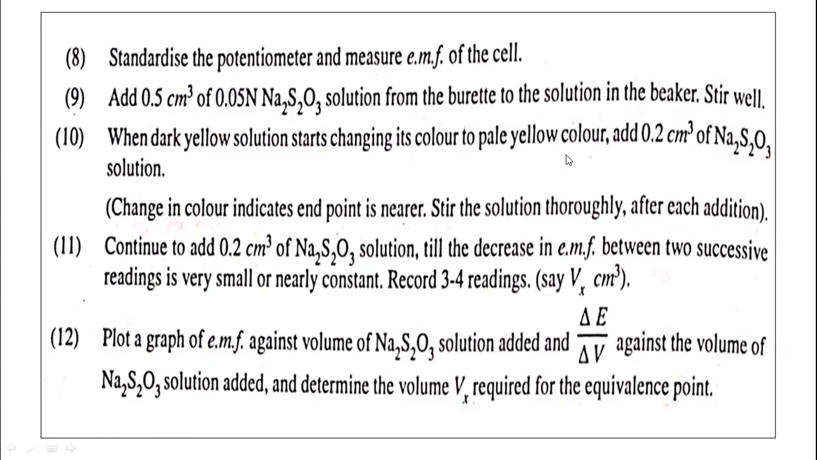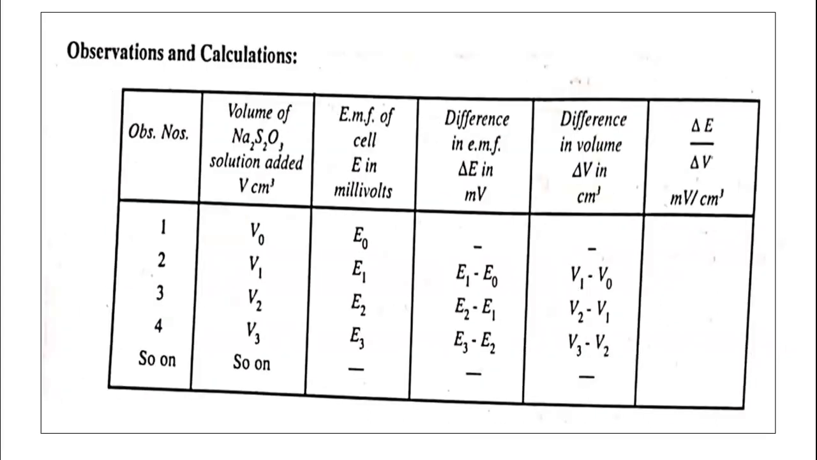That is, we should measure the EMF of the cell. So let us see the observation table. This is the volume of sodium thiosulfate solution added. Okay. So this is V0 without addition of sodium thiosulfate solution. We should note the readings here. Suppose the first reading will be here, without addition of the sodium thiosulfate solution. The first reading is 0.251 volt. Okay.